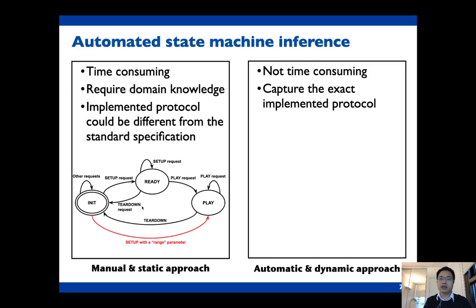For instance, this is the state machine of Live 555, a widely used RTSP protocol implementation. In this implementation, the developer handled one command differently, leading to an undocumented transition highlighted in red here. And AFLNet can exactly capture the implemented protocol.